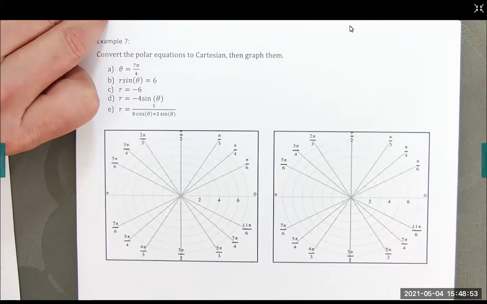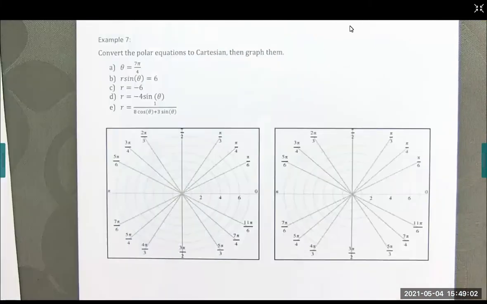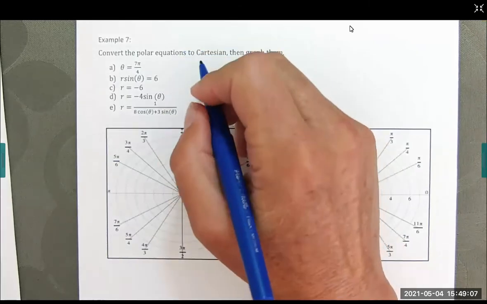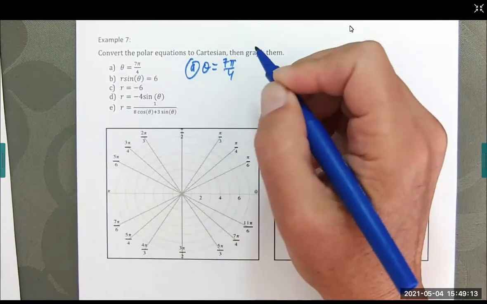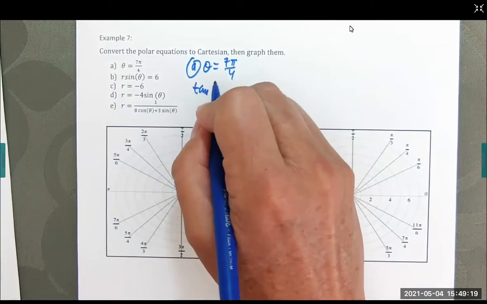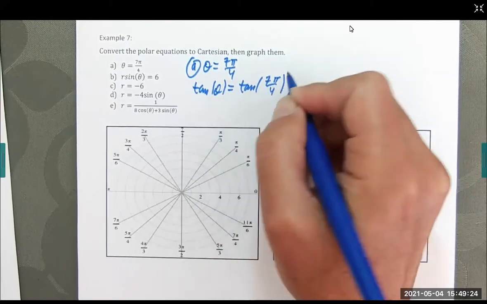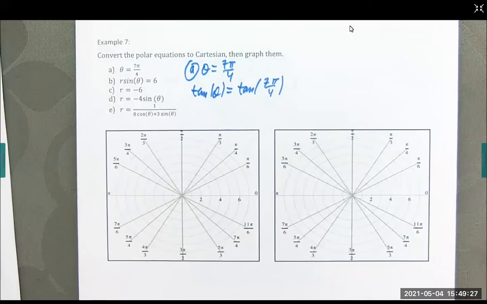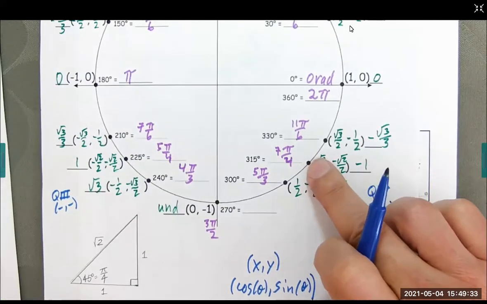All right. Now we're going to go the other way. Once again, using these 4 conversion factors. I'm going to do this for part A. Theta equals 7 pi over 4. I'm going to go ahead and take the tangent of both sides. Now, on the right side, tangent of 7 pi over 4, here's 7 pi over 4, tangent is -1.